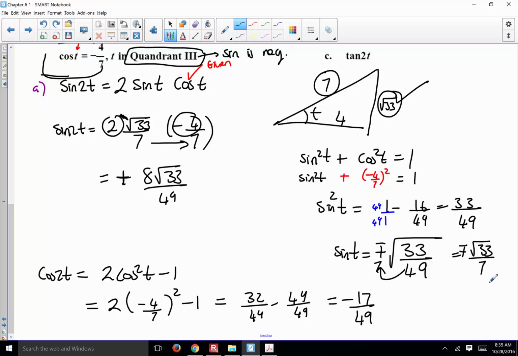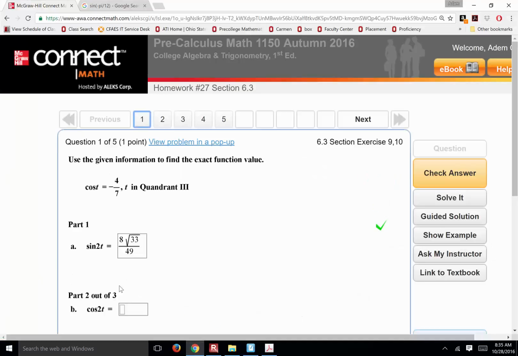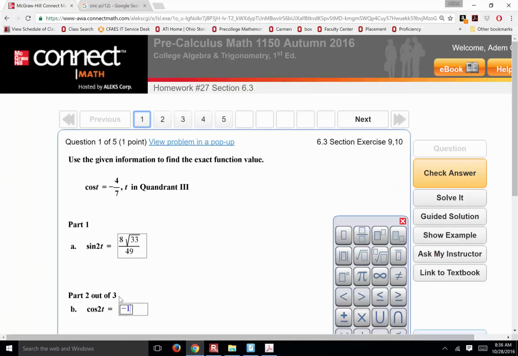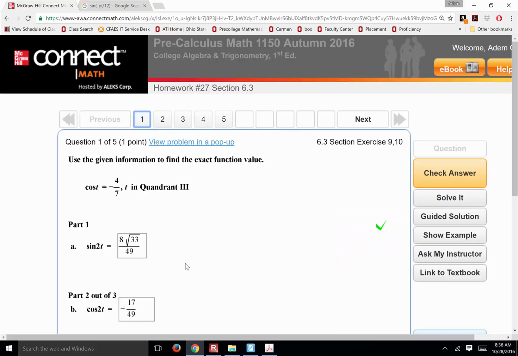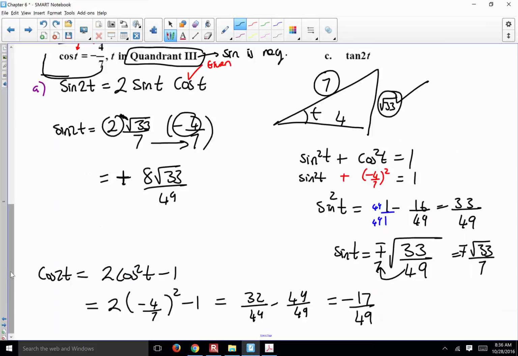Seems incorrect though. Is that right? Yeah. Minus 17 over 49. Good.